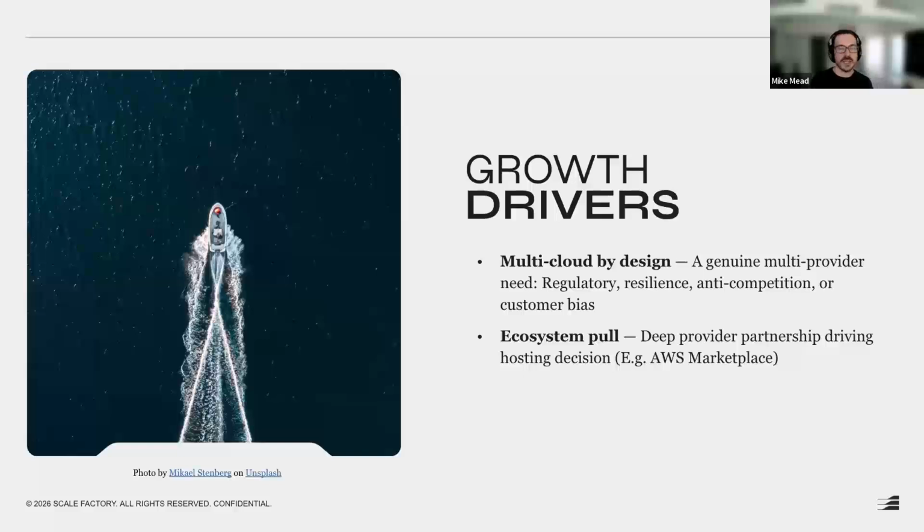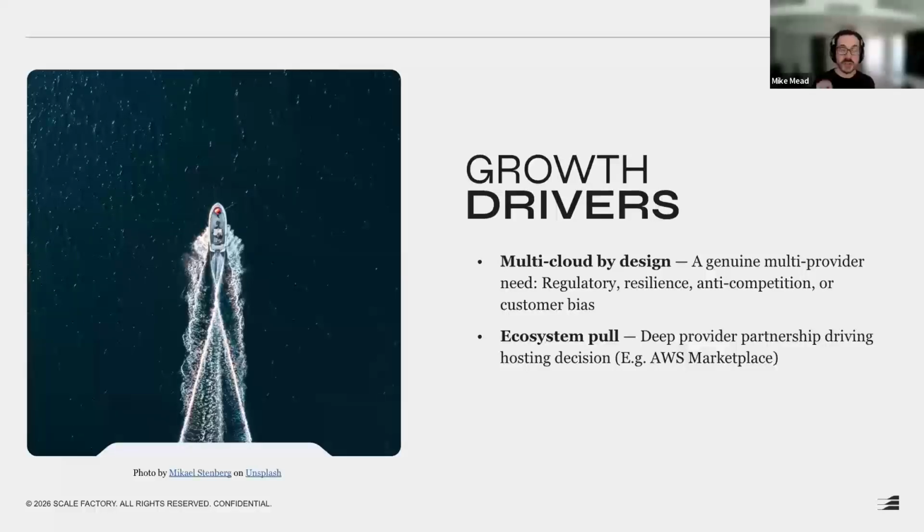And I've put this in here as genuine multi-provider need. Sometimes I've seen organizations think they need to go multi-provider, multi-cloud, and that's more of a desire, maybe from the technical team, as in, oh, we should be able to move this workload between cloud providers and have that agility. But there is a cost to that, almost like a tax to building an architecture and running infrastructure that can be easily moved from one cloud provider to another.